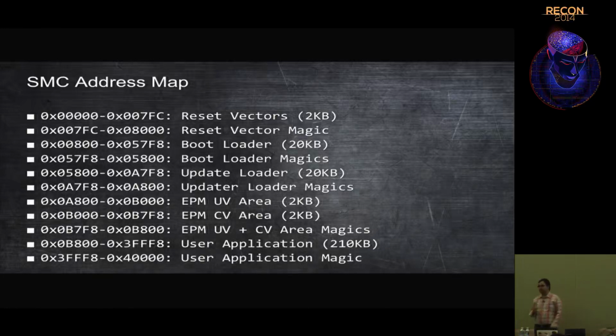And I'm still trying to find out exactly what these things are, but they seem to be related to essentially managing voltage on the processor on the motherboard. So they seem to be like what actually control the power guidelines on the processor. And then you've got your application region, which is where the actual SMC code lives, which is 210 kilobytes. So add that up together, 210 plus 2 plus 2 plus 20 plus 20 plus 2 gives you 256 kilobytes. And it also has its own magic. And we'll get back to what exactly these magics are.